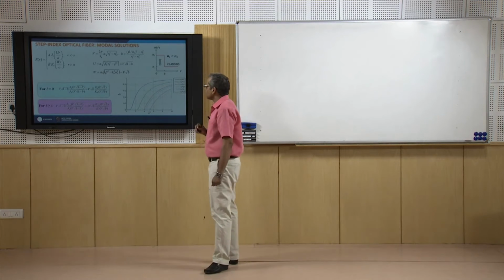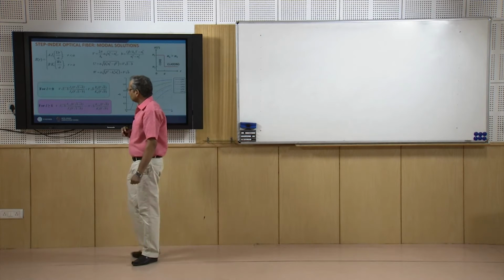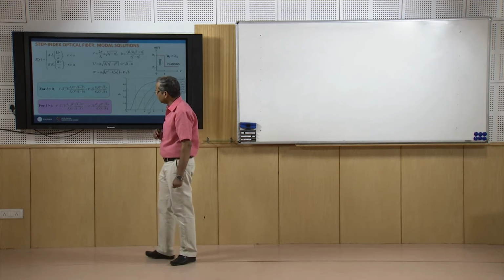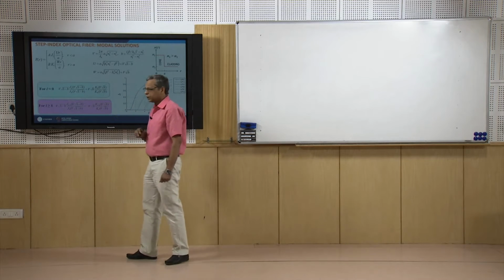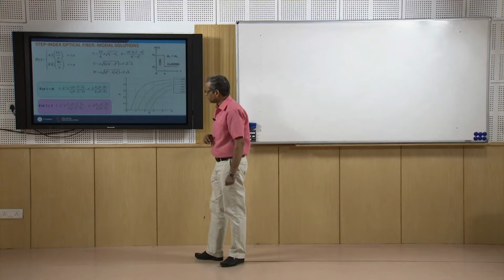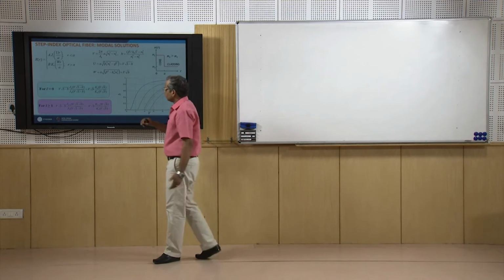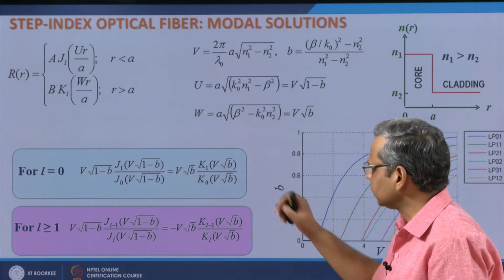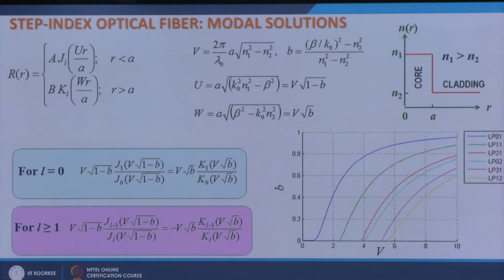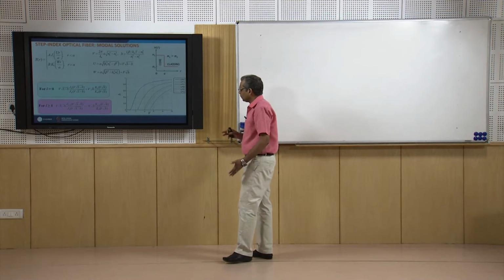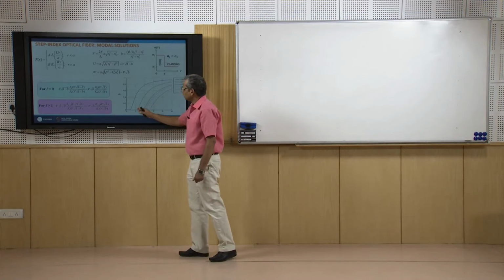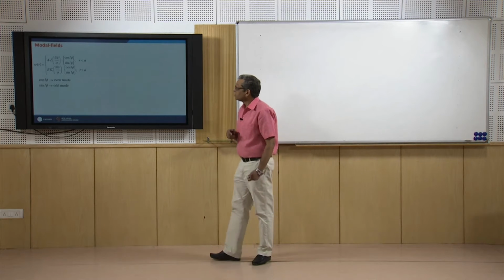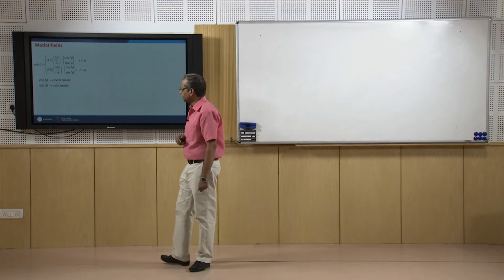So, we had seen that the propagation constants of the linearly polarized modes of this fiber satisfy these transcendental equations, or the eigenvalue equations. After solving these equations for a given value of V, I can find out the propagation constants B of various modes of the fiber, and if I plot them as a function of V, they look like this. So, this we had done. Now, let us look at how the modal fields look like.